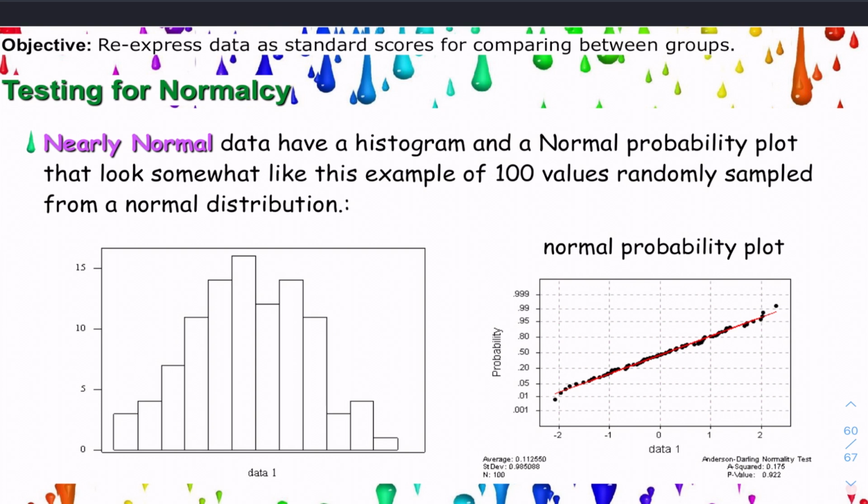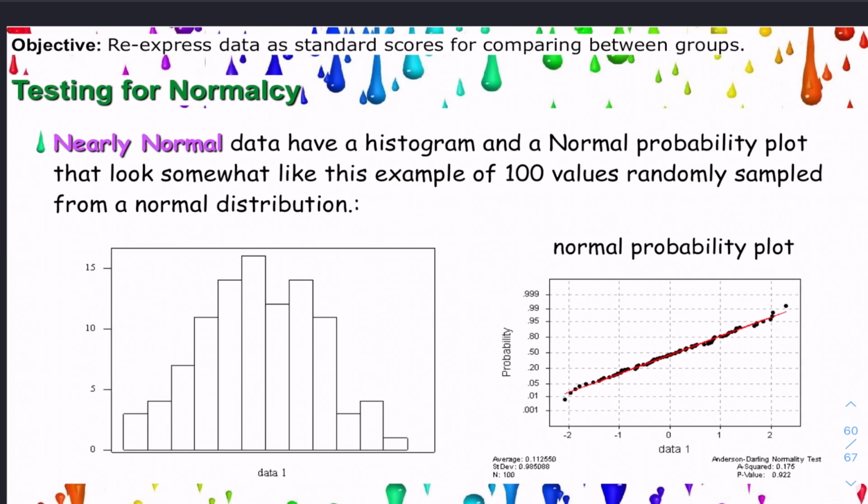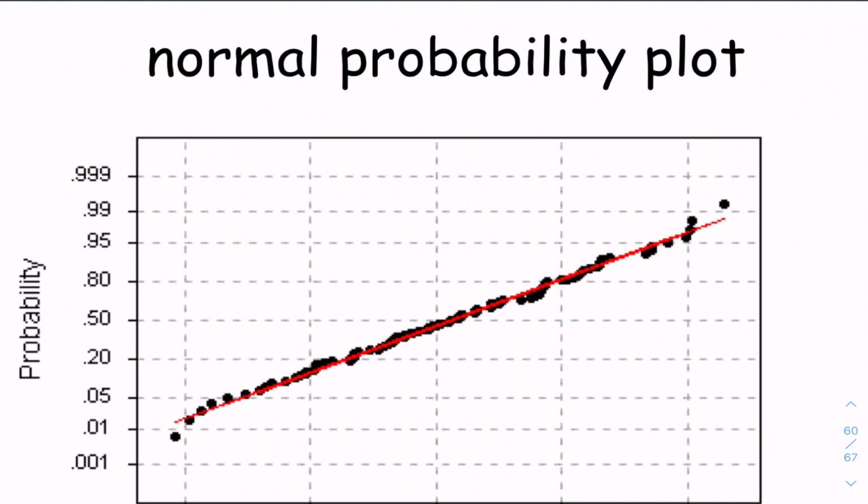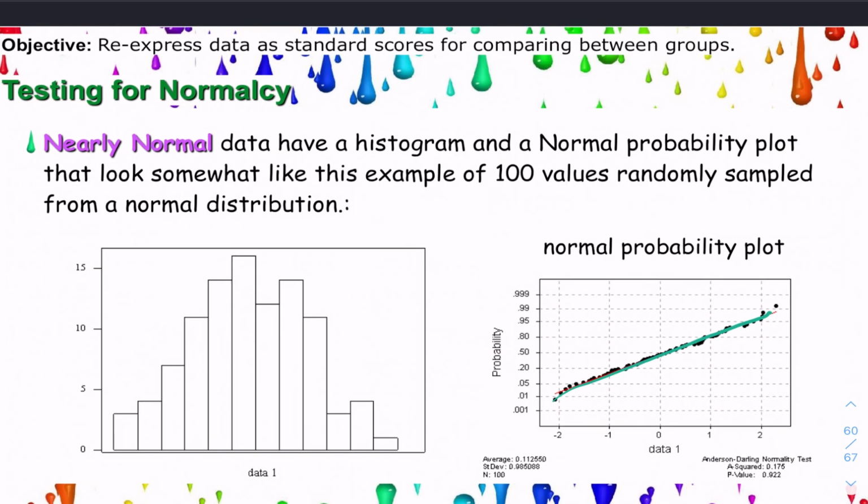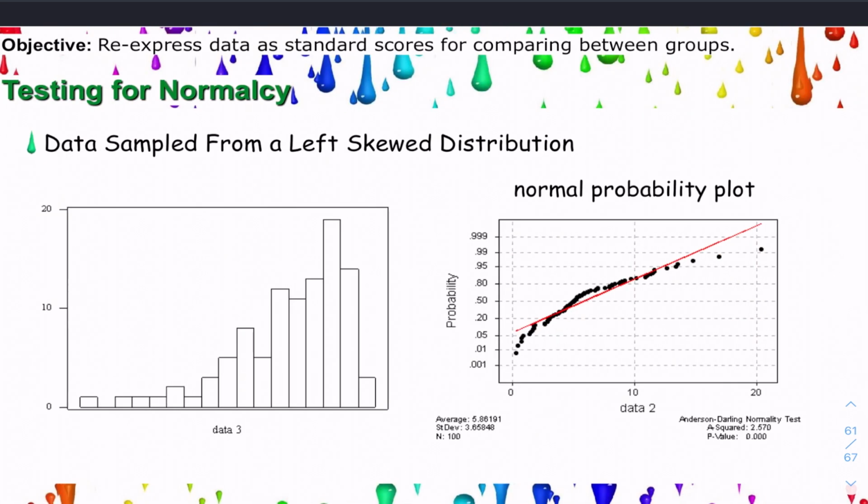Back to our notes, for using a normal probability plot, the nearly normal data have a histogram and normal probability plot that looks somewhat like the example of 100 values randomly sampled from a normal distribution. So we can see our normal probability plot generally falls along this linear function. That tells us we are approximately symmetric and unimodal.